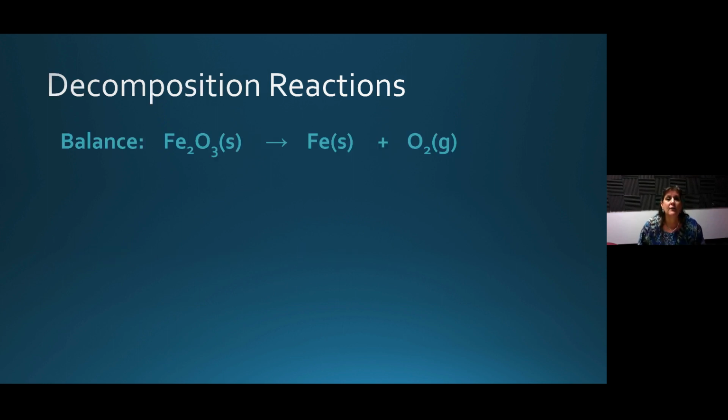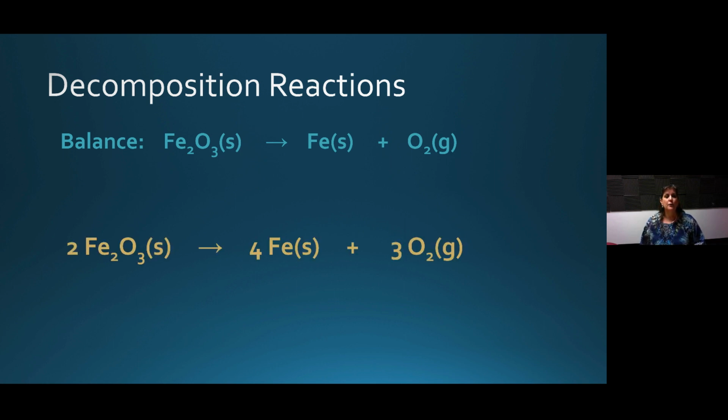Decomposition. We have Fe2O3 solid, arrow, Fe, and O2. We have a big chemical to start out with, and it's breaking apart into the iron and the oxygen. Again, hit pause and balance this reaction for me. And hopefully you were able to balance this reaction.